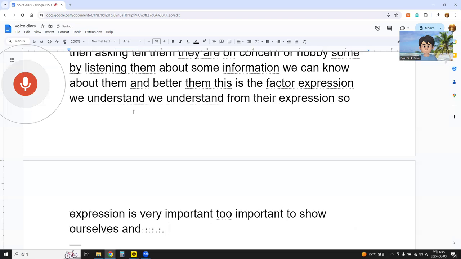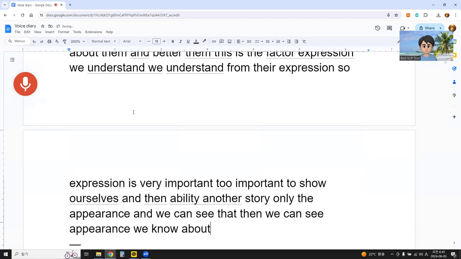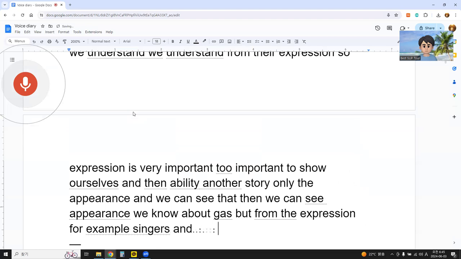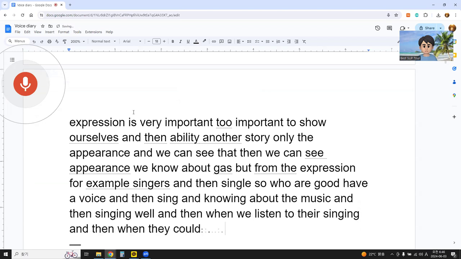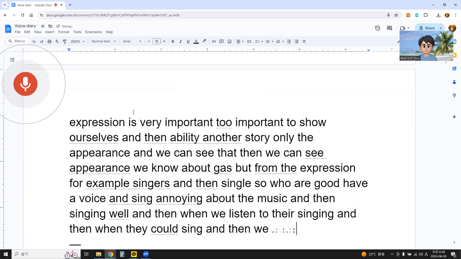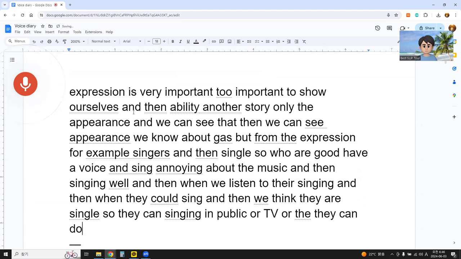And then ability is another story. Only the appearance, we can see that. But from the expression, for example singers, singers who are good have a voice and then sing, knowing about music and singing well. And when we listen to their singing, then we think they are singers. So they can sing in public or on TV, or they can sing as singers.